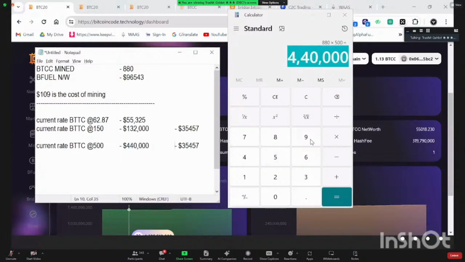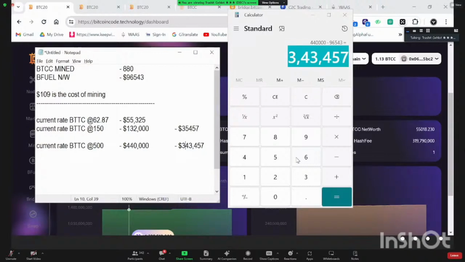440,000, right? And the cost of mining is fixed. It's not going to increase, right? Minus 96,543. So this is your upside. This is your profit, 343,000. This is how you will make profits. So understand this from an ROI mindset. You need to switch to the miner's mindset. You need to understand this very clearly.